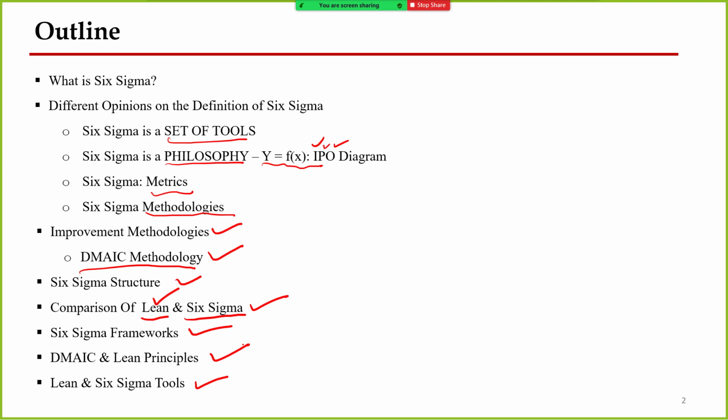So with the combination of all those tools, we can implement the Lean Six Sigma program. Having said that, before talking about what is Six Sigma, my question is, what is Sigma? Since these are two words, can anyone explain to me what is Sigma? Anyone?